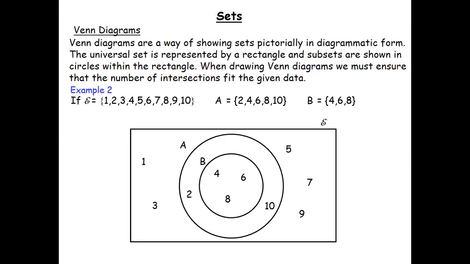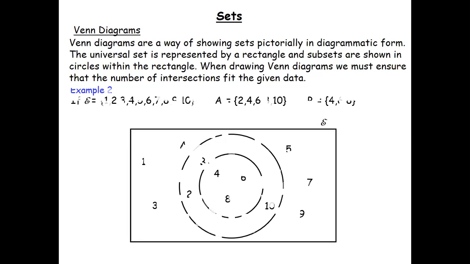Then outside the two circles, you need to again list all the elements within the universal set that are not in a subset of A or B. So that's the numbers 1, 3, 5, 7, and 9.